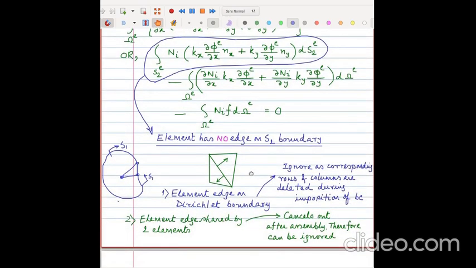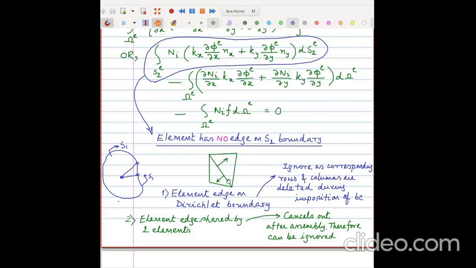So now if your element has no edge on the S2 boundary, suppose this is your element. So this element has no edge on the S2 boundary. The S2 boundary is this. So then you need not consider this term, because again the rows and columns corresponding to these are going to be deleted. So you need not consider this term.